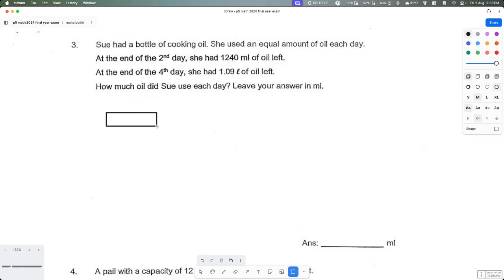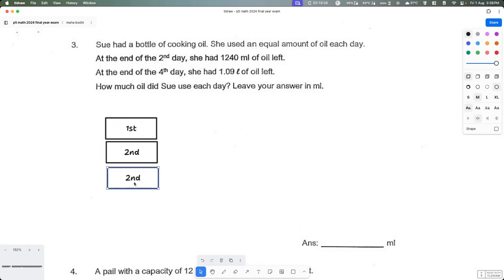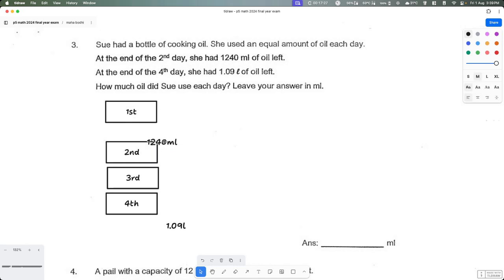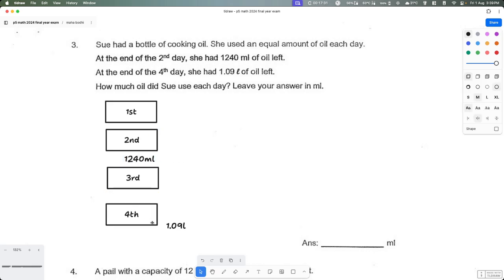If I were to draw a simpler thing: first day you use something, second day you use something, third day you use something, and fourth day you use something. So this is how it looks. At the end of the second day, you're left with 1,240 milliliters, and at the end of the fourth day, you're left with 1.09 liters. So from the end of the second day to the end of the fourth day, we use on the third and fourth days.